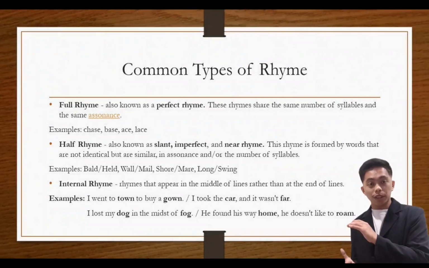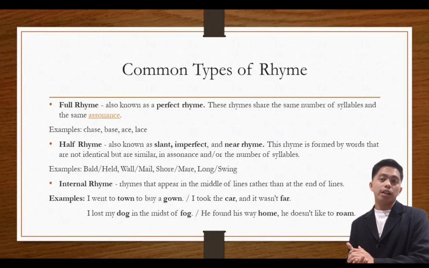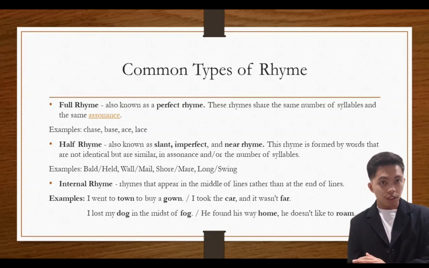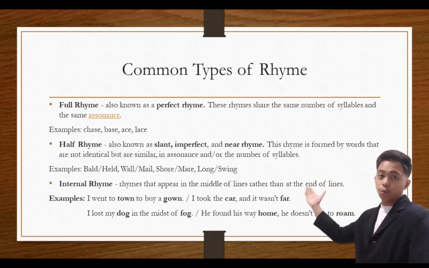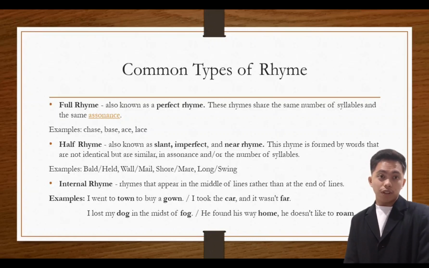Okay, class, so the next topic that we're going to talk about is common types of rhyme. So I have here three common types of rhyme. So the first one is full rhyme. So may I ask Miss Isabel, can you please read what is the first common type of rhyme?